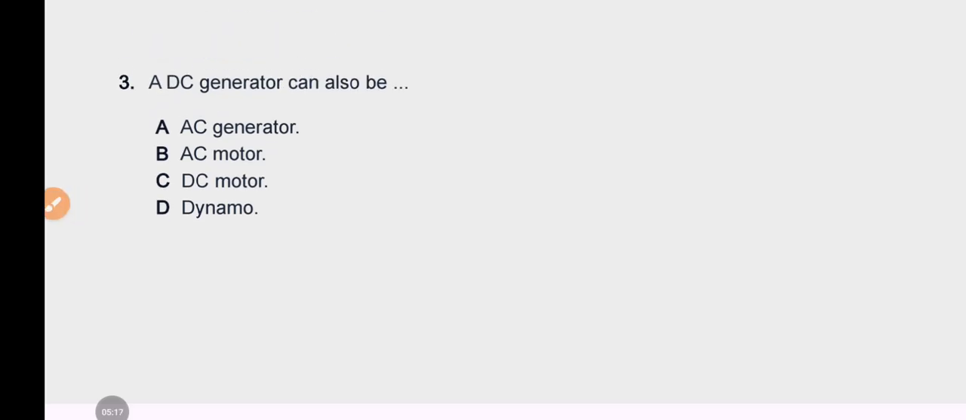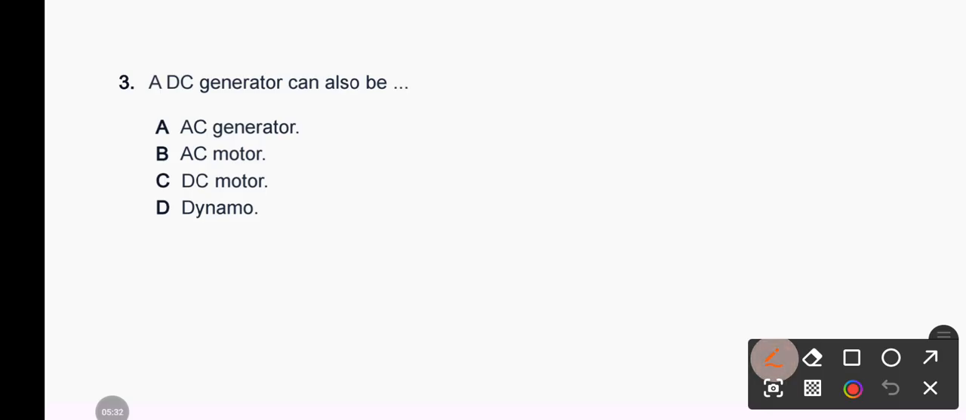Question 3. A DC generator can also be... In this case, it is ideal that we know that both a DC generator and a DC motor have the same setup. So here, a DC generator can also be a DC motor. They basically are created in the same way and they have the same structure. The only thing that differs is their usage.